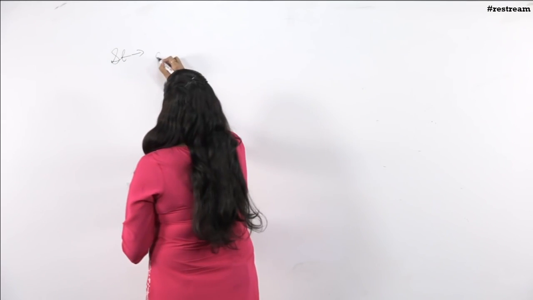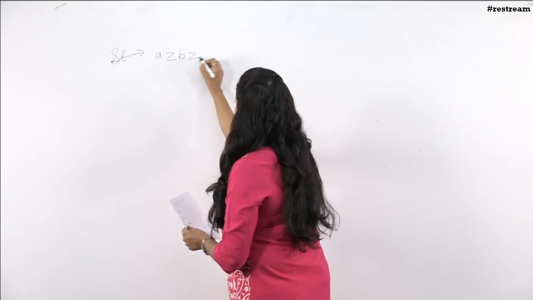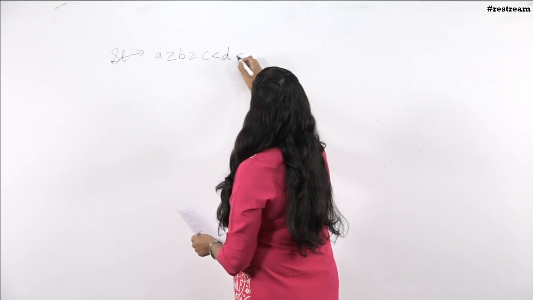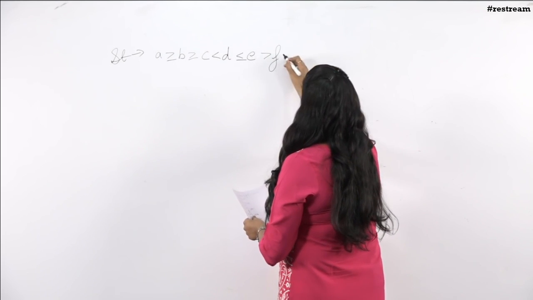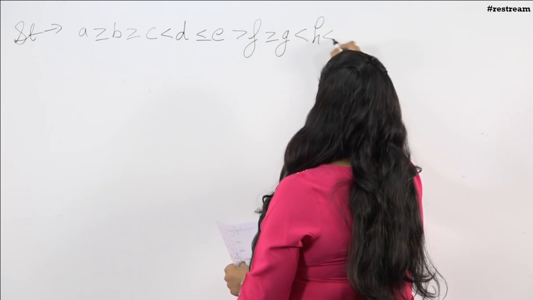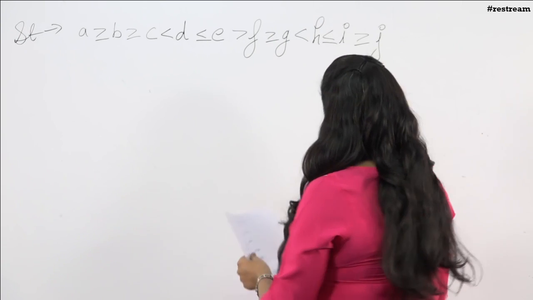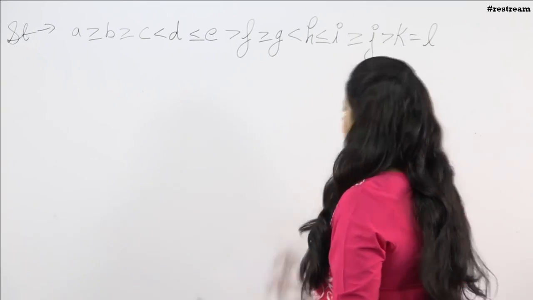So my statement says A is greater or equal to B. Further, B is greater or equal to C. C is smaller than D. D is smaller or equal to E. E is greater than F, greater or equal to G, smaller than H, smaller or equal to I, smaller or equal to, greater or equal to J, greater than K and equal to L.